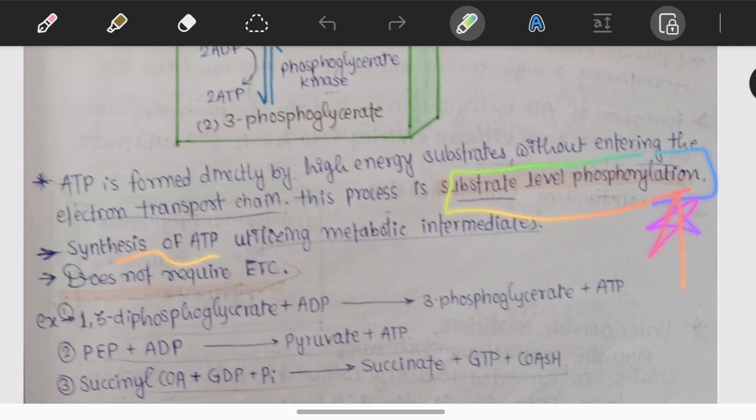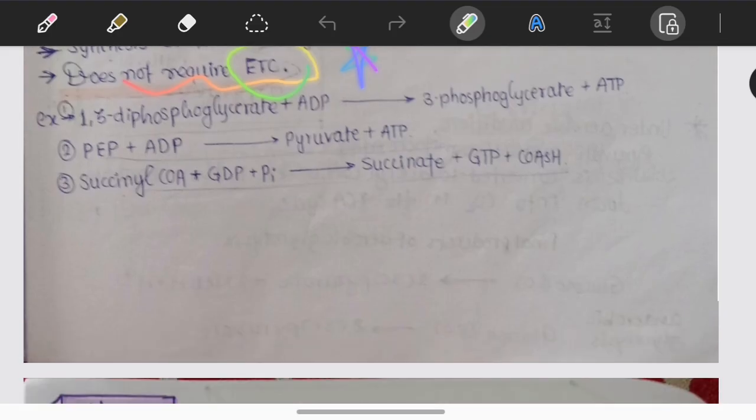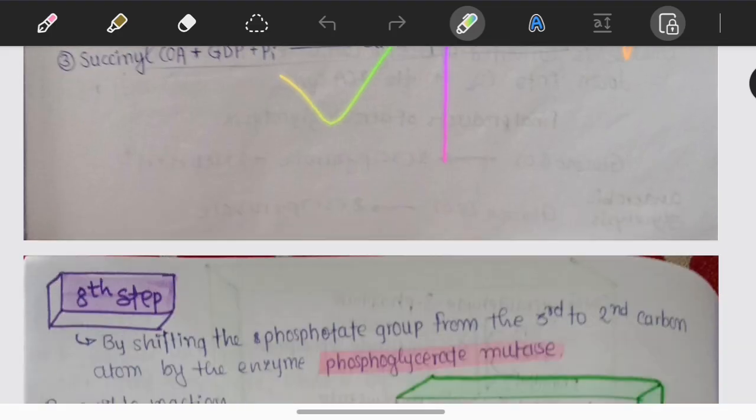The synthesis of ATP utilizing metabolic intermediates does not require the ETC. It is an important step, and these are some examples of substrate level phosphorylation.